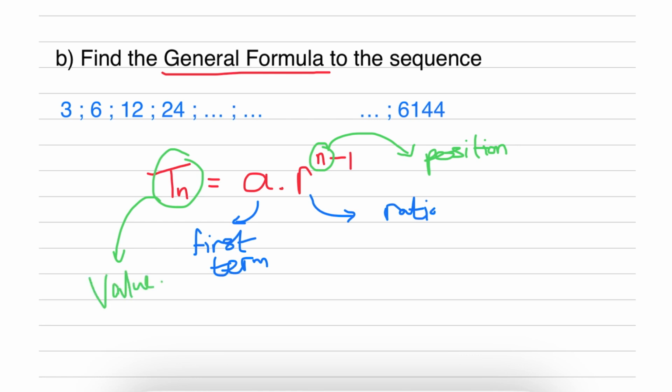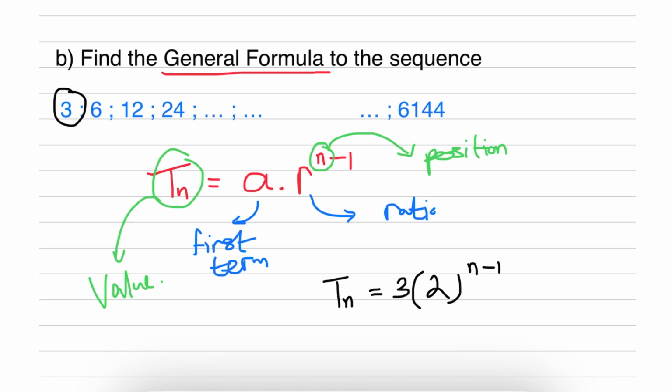Now let's go ahead and substitute into our formula. So A, which is our first term, is equal to 3. So we'll say 3 multiplied by our ratio, which in this case is 2. And then we say to the power of n minus 1. So that's your formula: 3 times 2 to the power of n minus 1.